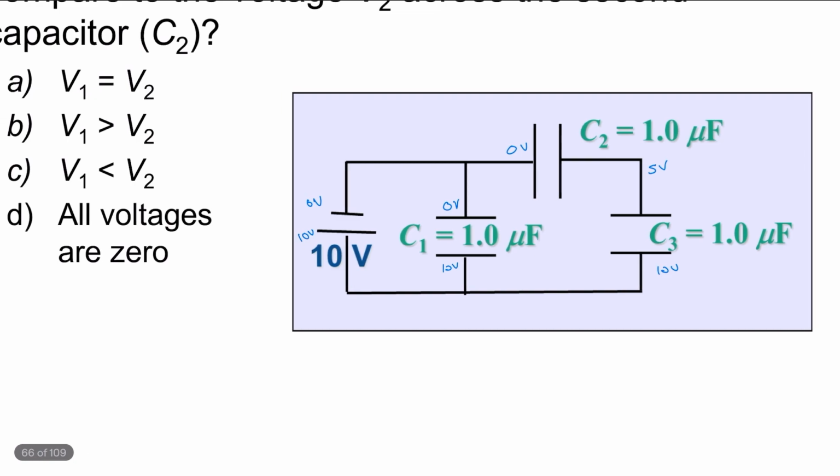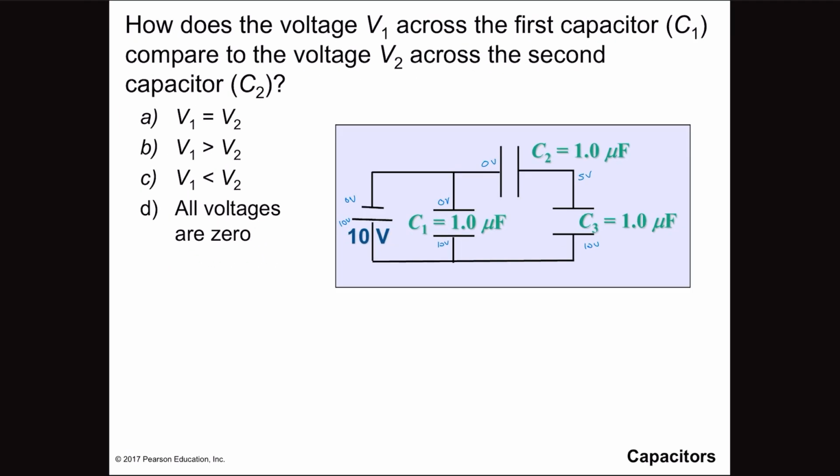So if we look at this, we can see that capacitor 1 has a 10 volt drop across it. But capacitor 2 only has a 5 volt drop across it. And since it has a 5 volt drop instead of a 10 volt, it's going to get less total charge on it. It's going to have less voltage on it, which means that this is V1, this is V2. So V1 is greater than V2.